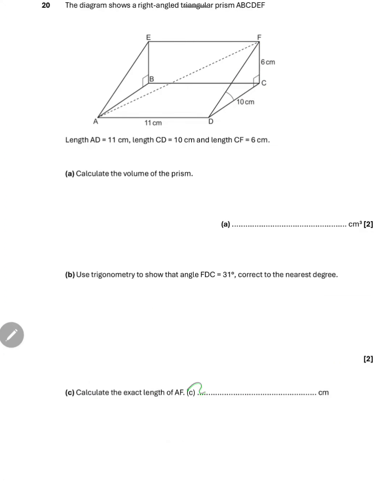And part C says calculate the exact length of AF, which is this dotted line here, which is actually quite nice for 3D Pythagorean trig because it's the line that sits on the face, the top slopey bit of this prism. So it's not a bad one. It's certainly not as bad as it could be.